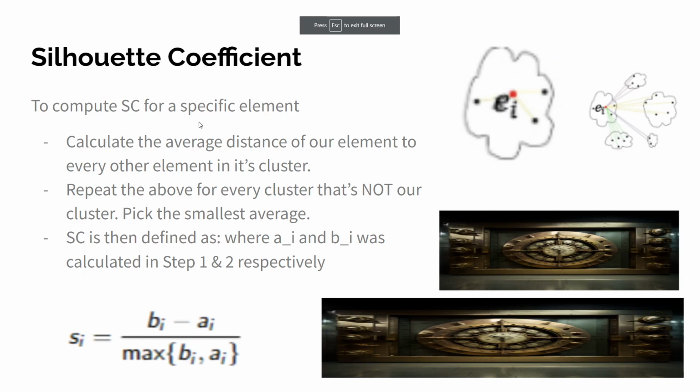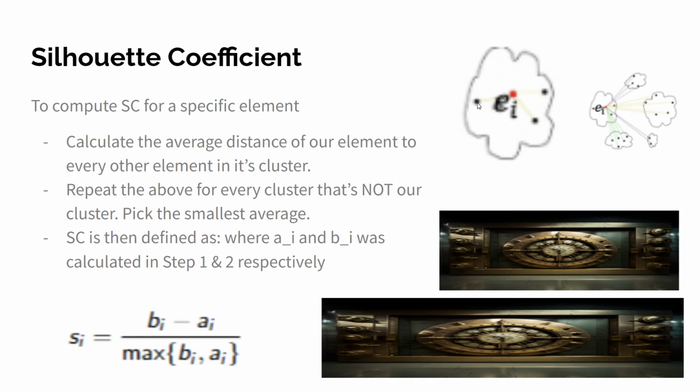Okay, so first of all, we're going to look at computing the silhouette coefficient for a singular element, because doing it later for a cluster and the clustering structure builds upon this. There are two things we need to do to calculate the SC for a specific element. First, we need to calculate the average distance of our element to every other element within our cluster. So right now we're calculating the SC for this specific element here.